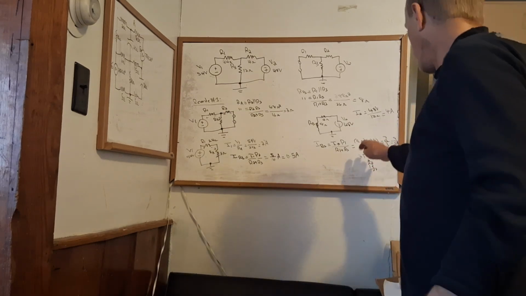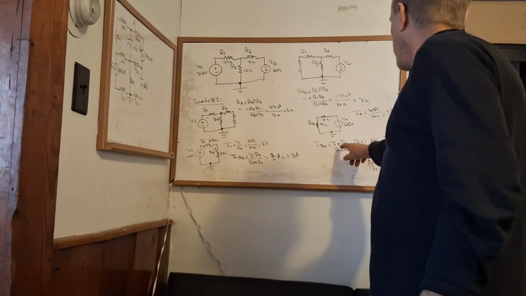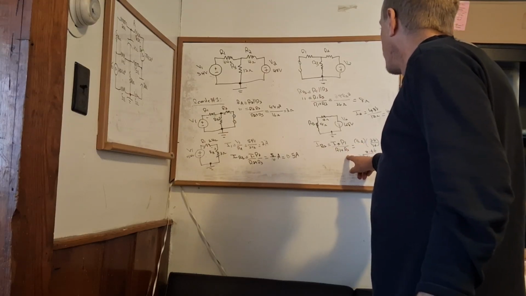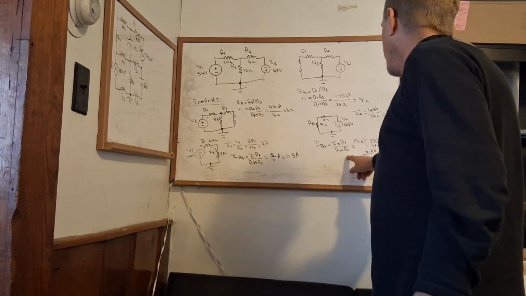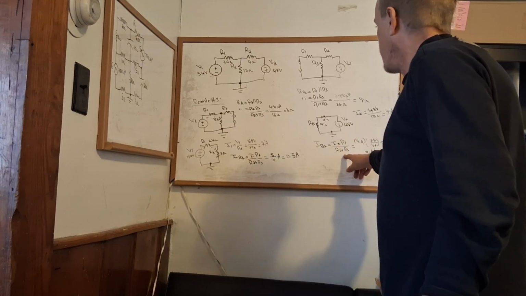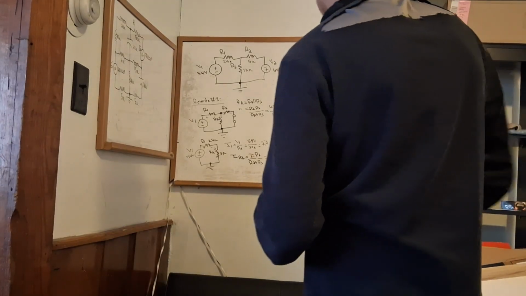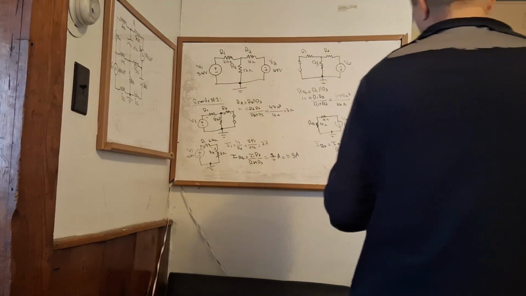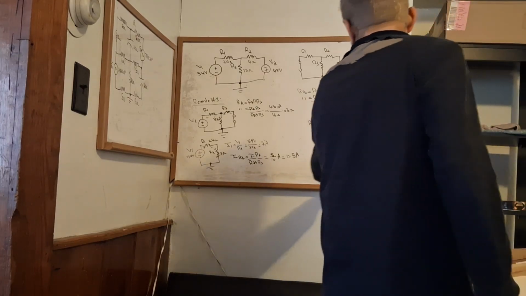Make sure I did that right. R1 is 24 ohms, so really it's 96 amp-ohms divided by 36. So yeah, roughly 2.67. So that's the current that's flowing through there.